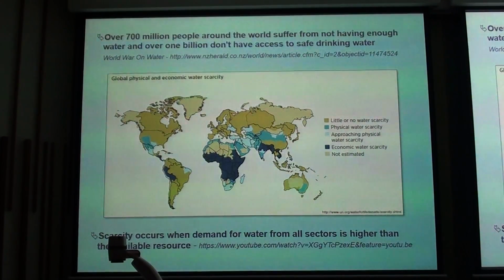Water is a big deal. It's a very scarce commodity. We think we're swimming in this stuff. It always rains in Auckland. We've got lots of water in Auckland. We're lucky. Okay? We have had droughts. We have had water shortages before.